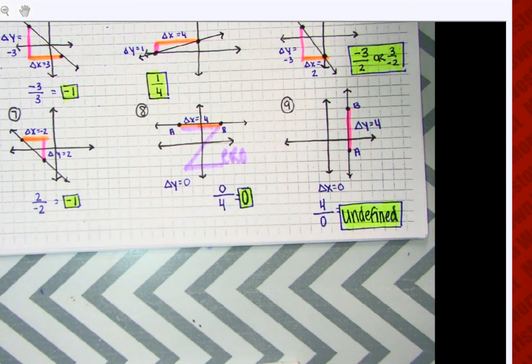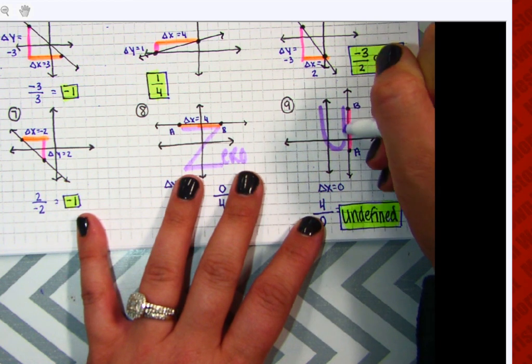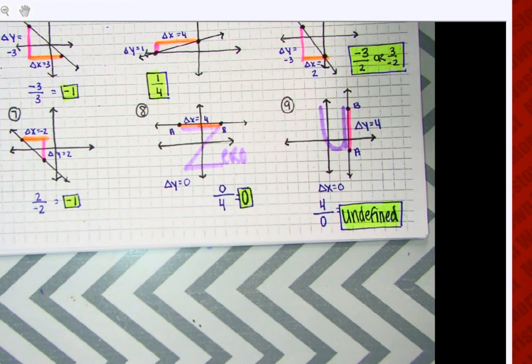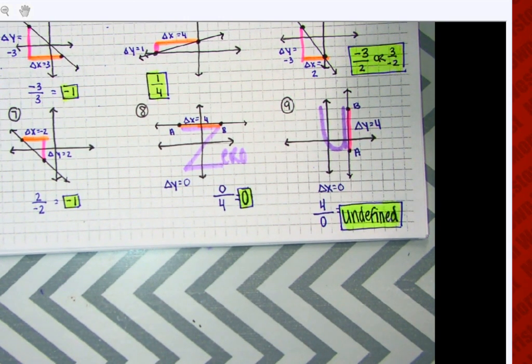I'm using a purple highlighter. It doesn't look purple on the screen, it looks a little pink. If you're using pink for this line, you can make it look like a U for undefined. So horizontal is Z for 0. Vertical is U for undefined. Those are the two types of slopes that you really don't have to count. You just have to look at them.